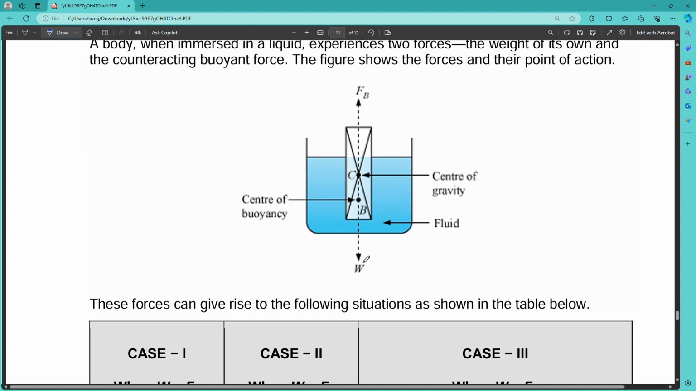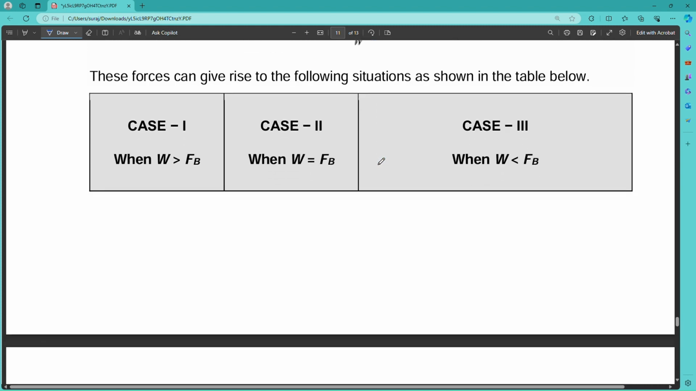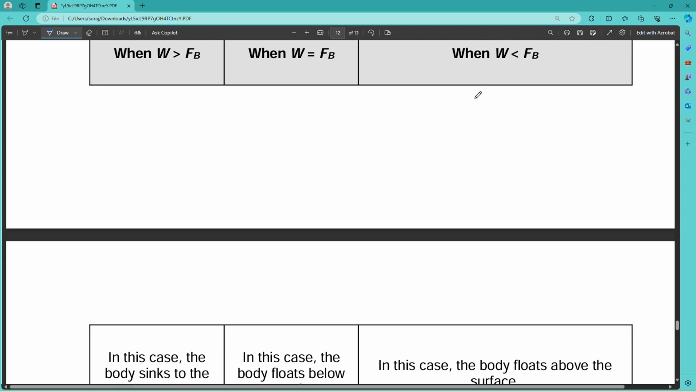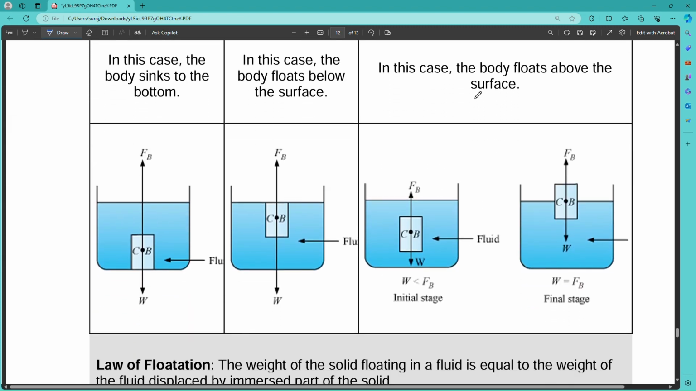If the weight is more than the buoyant force, then the object will sink, and if it is equal, then it will float on the surface. And if the buoyant force is very much higher than the weight, then it will float above on the surface of the liquid. There are three cases. You can see that weight is greater than the buoyant force, weight is equal to buoyant force, and weight is less than the buoyant force. You can see that example.